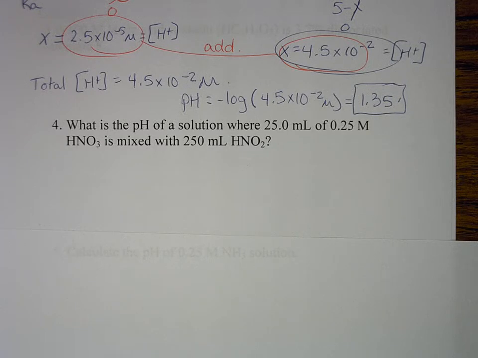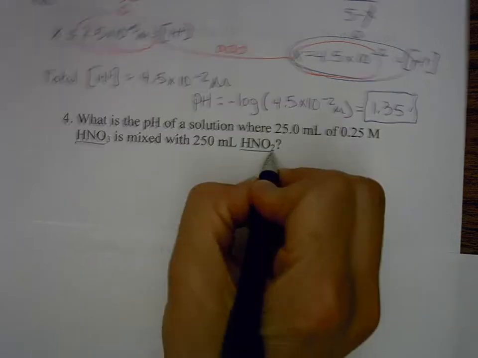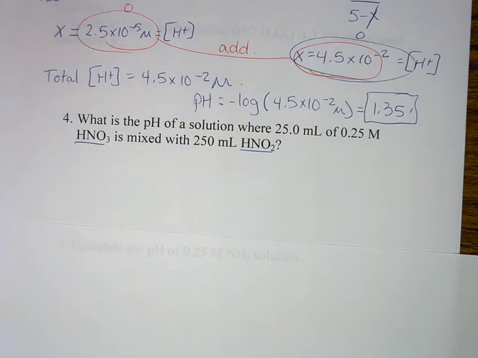Okay, in this problem, I've got 25 milliliters of 0.25 molar nitric acid mixed with 250 milliliters of nitrous acid. Now, the thing that you can notice here is that you have nitric acid and nitrous acid. One of them is strong and one of them is weak.